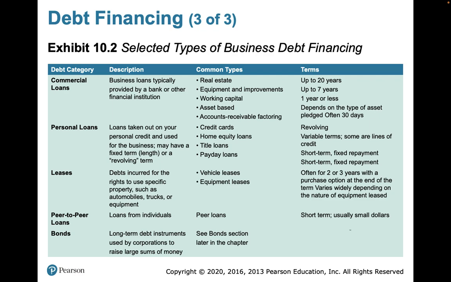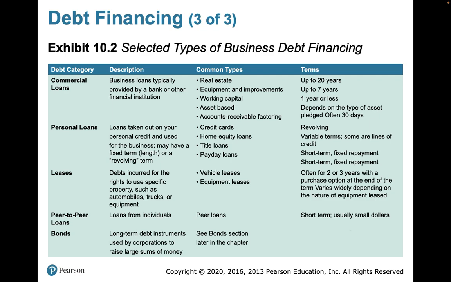Okay, when we say personal loans, these are loans that take out their personal credit and use it for the business. They may have a fixed term or a revolving term. Then we have leases. Leases are debt secured for the rights to use specific property. It could be automobiles, it could be equipment, it could be land, okay? This can take 2 to 3 years with a purchase option at the end of the term variable. This also depends on the term at which it's being offered to you.